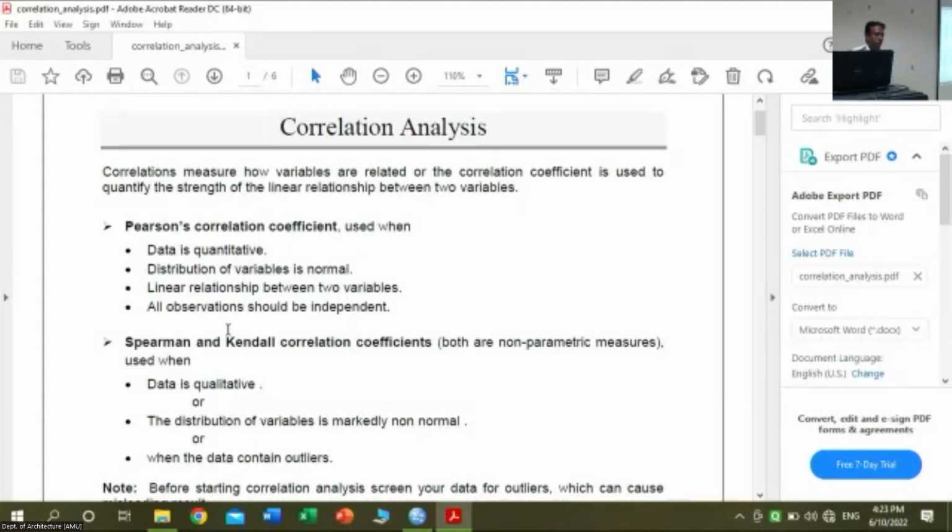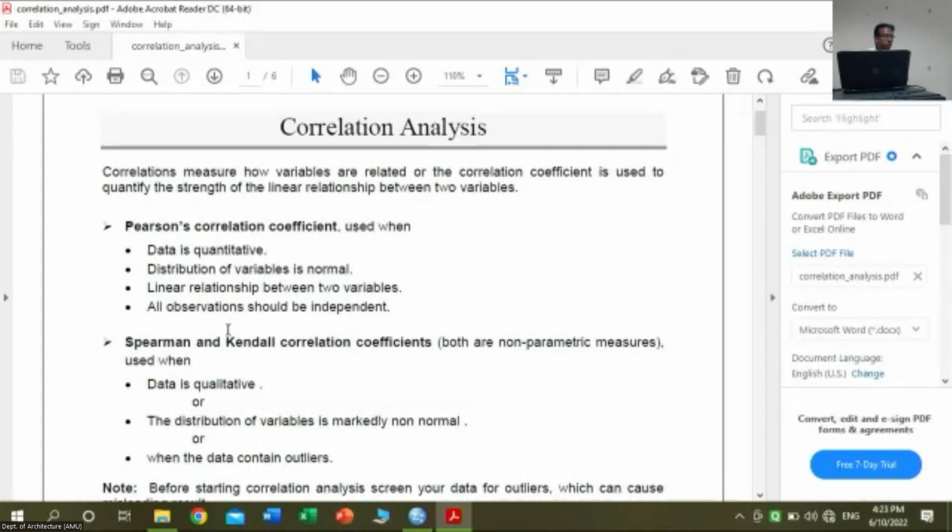So basic assumptions for the coefficient of correlation: data should be quantitative, distribution of variable should be normal. तो वो हम शुरू से करते आ रहे हैं कि क्वांटिटेटिव भी देख रहे हैं, नॉर्मलिटी भी चेक कर रहे हैं.